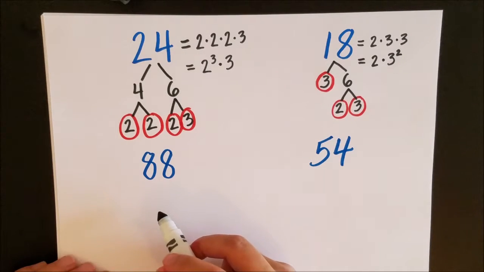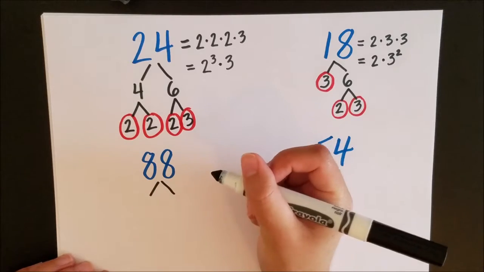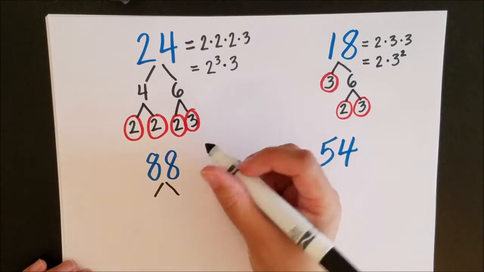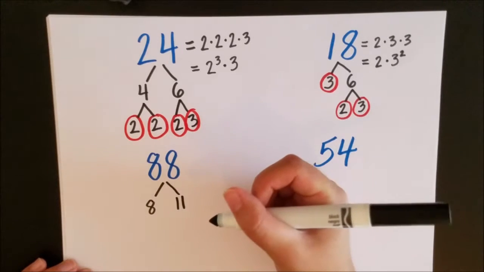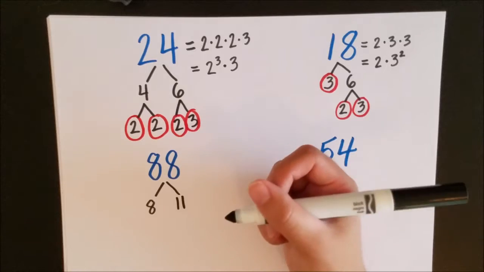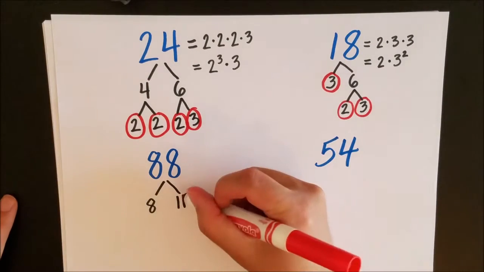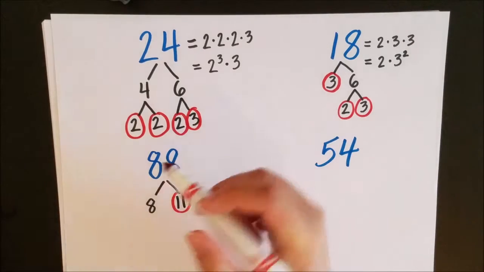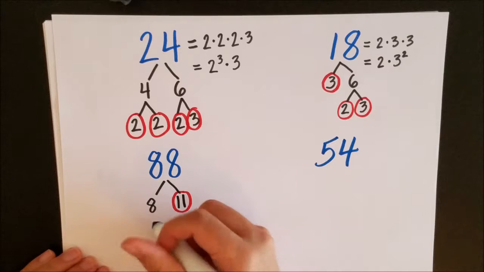And now going on to a couple slightly bigger numbers. 88, the only things that come to mind, for me personally, is 8 times 11. So I'm going to do 8 and 11. You could choose if you wanted to do 2 and 44 and go down that way, you could do that instead. And then I know 11 is prime, so I'm going to circle that, and I can stop with that branch. And then I'm going to continue my branch on the left.